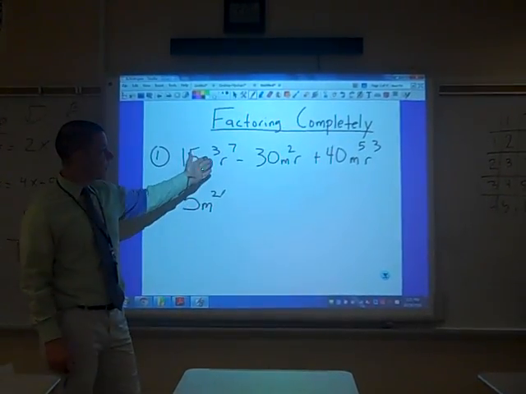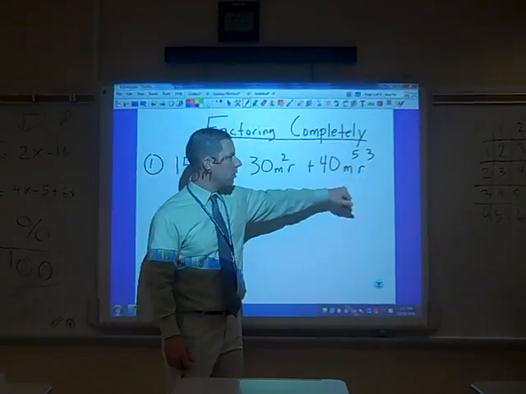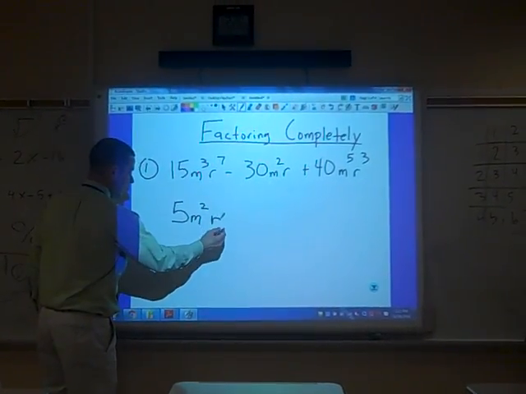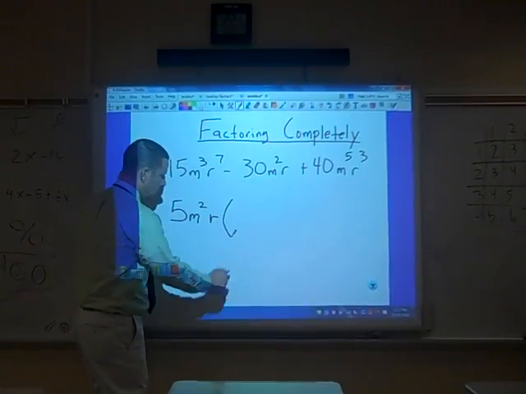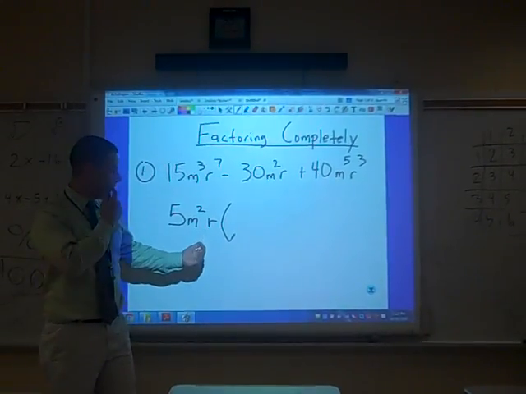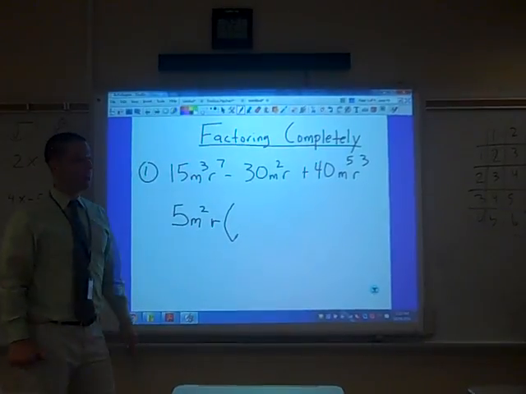Let's look at the r's. We have r to the 7th, r to the 1st, r cubed. r to the 1st being the lowest power, so that is all that we can factor out in terms of r's. Alright, so we know our GCF is 5m squared r. Now we need to look at what we have to multiply by here to get our original expression.